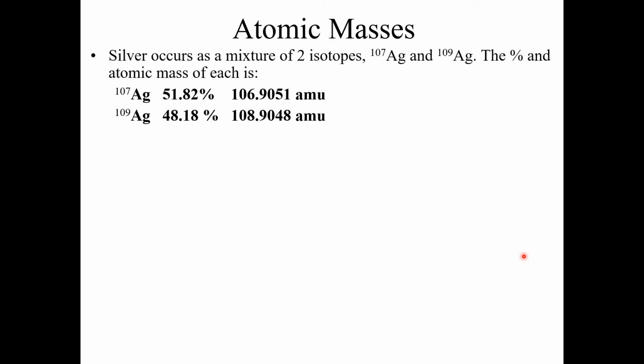Now here's where it gets interesting. Silver occurs as a mixture of two isotopes, silver 107 and silver 109, and running a sample of silver through the mass spectrometer gives us these results of the abundance of each isotope, 107 and 109, and the actual calculated atomic mass in atomic mass units.